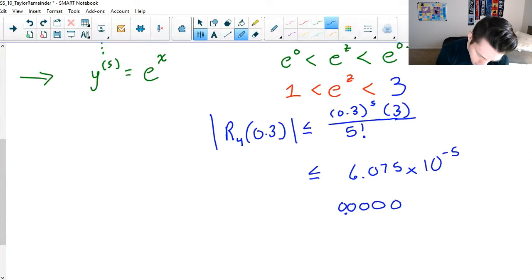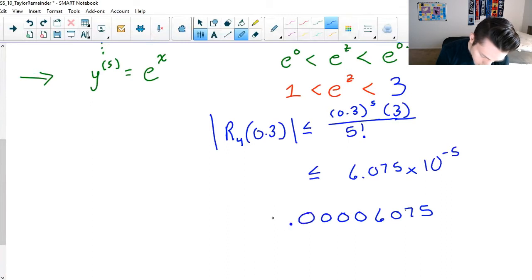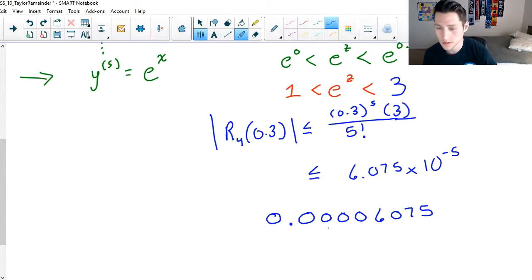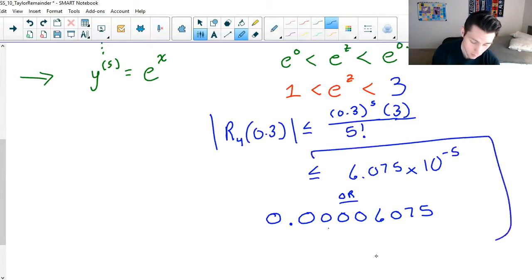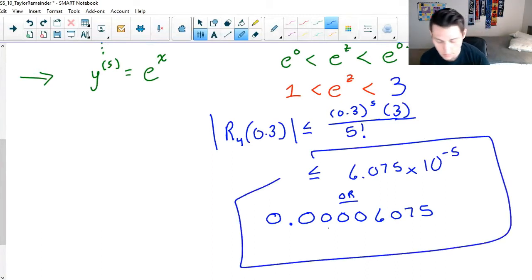oops. So let's see, 6075. Boom. Always got to count to make sure. So this is my error bound.